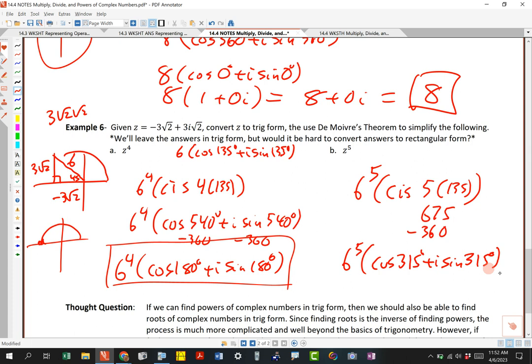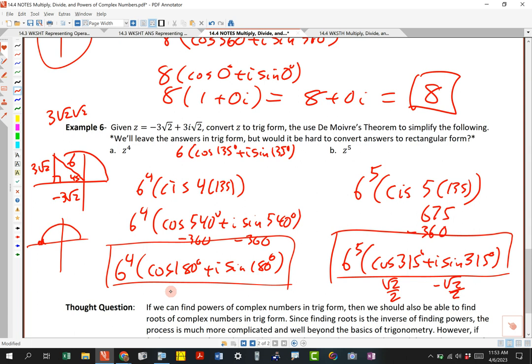Okay, and again, could we change this to rectangular form? Would that be very difficult? Not very difficult, because both 180 degrees and 315 degrees are common angles. We know what they would be. We can answer them in exact form. Cosine would be radical 2 over 2, and sine would be negative radical 2 over 2.